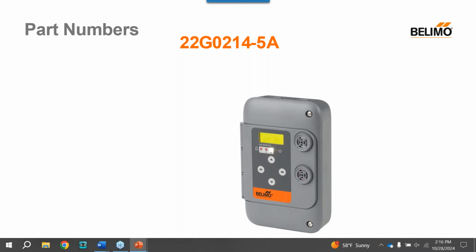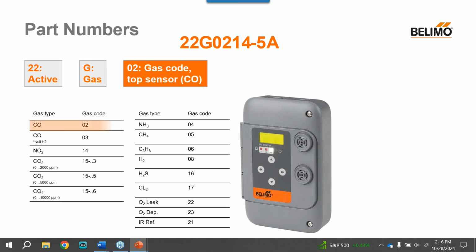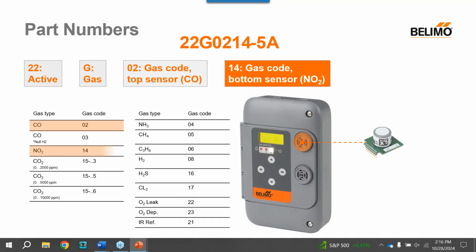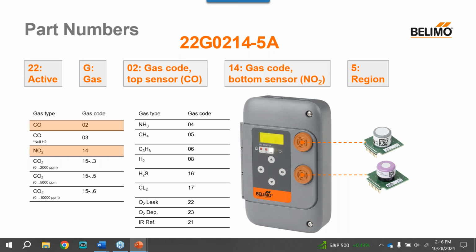22G02145A is a typical gas monitor part number that Belimo sells. And as a customer, the way to tell what gases it is reading and what model it is by looking at the gas codes and the ending letter. So here 02 stands for CO, carbon monoxide, and 14 stands for NO2, or nitrogen dioxide. So here the gas monitor is reading CO and NO2, carbon monoxide and nitrogen dioxide.